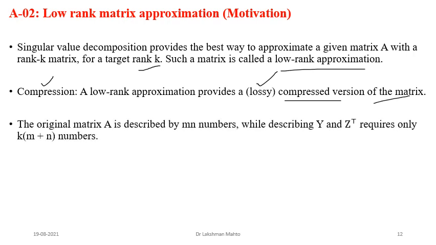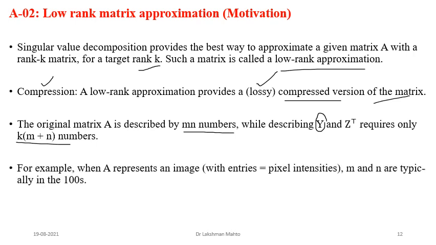Okay, so the original matrix is described by m times n numbers. But if you decompose this matrix A by Y and Z, where Y comes from the left singular vectors and Z comes from the right singular vectors, then it requires just (m plus n) times k entries. K is the number of singular values you are taking.